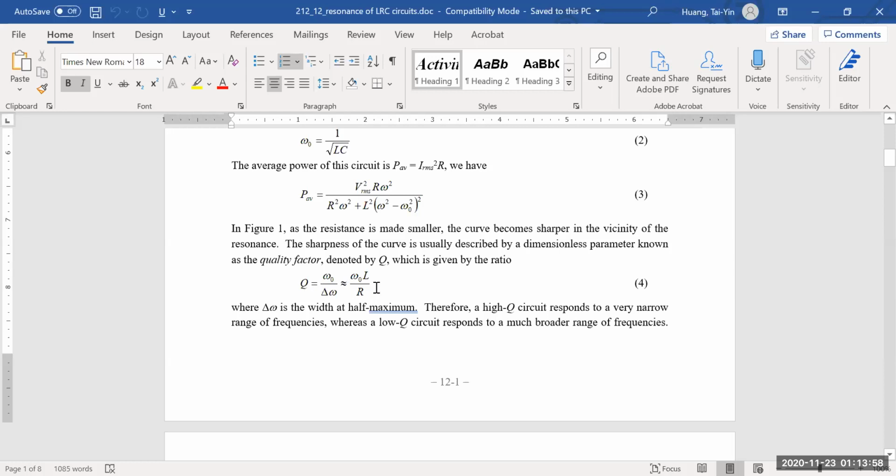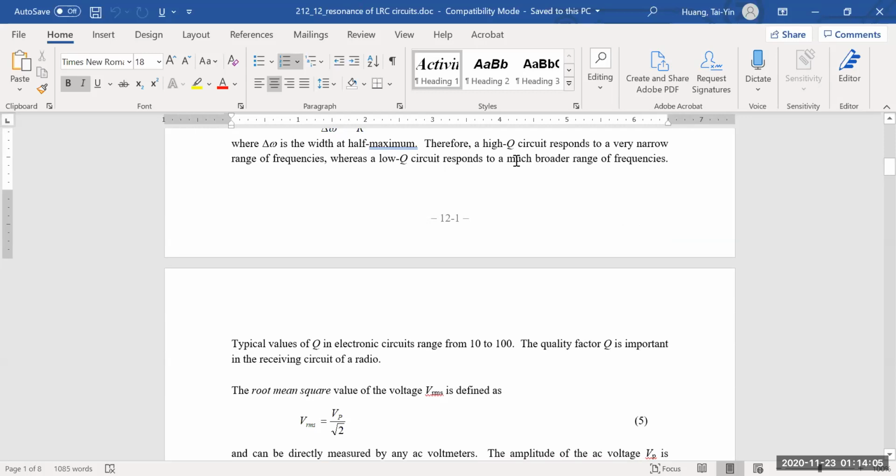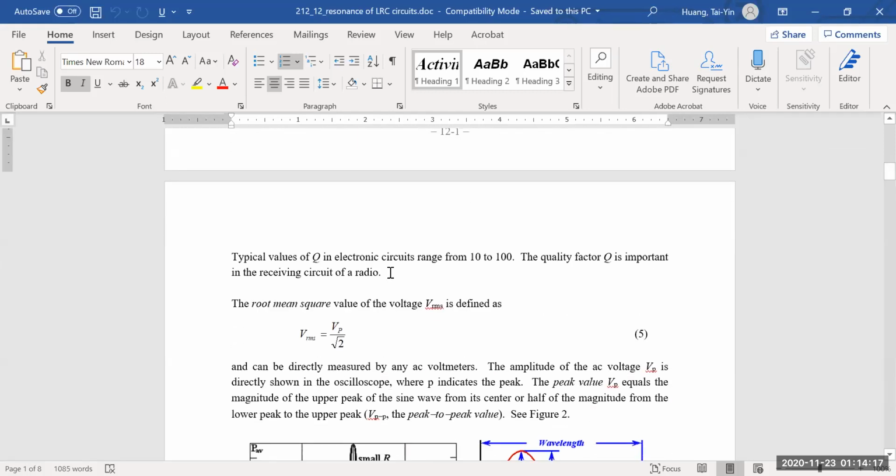So in other words, when you have the LRC, you can just use those values to calculate the quality factor. Okay, and so usually, a high Q circuit corresponds to a very narrow range of frequencies, and a low Q corresponds to a broader range of frequencies. And the typical value of Q is about 10 to 100. The higher the Q, the better.